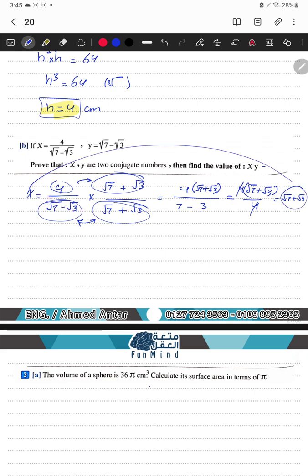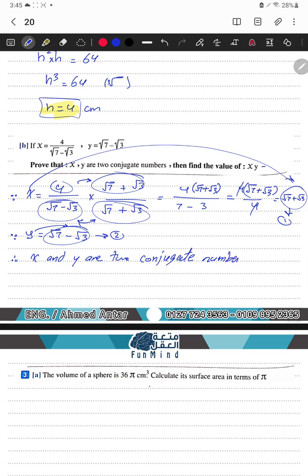From this answer, this is x, and you knew before that y equals root 7 minus root 3. From these two answers, since x equals and since y equals, then x and y are two conjugate numbers. As you knew before, the two conjugate numbers are two numbers having the same values, A is the same A, B is the same B, and you have different signs here, one positive and one negative, then they are two conjugate numbers.